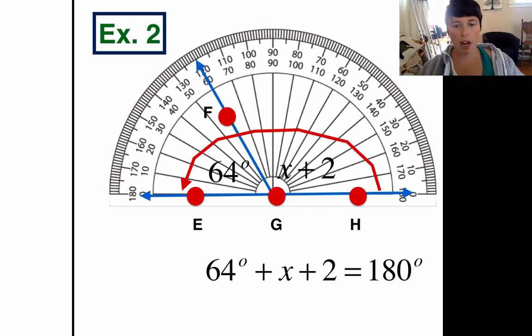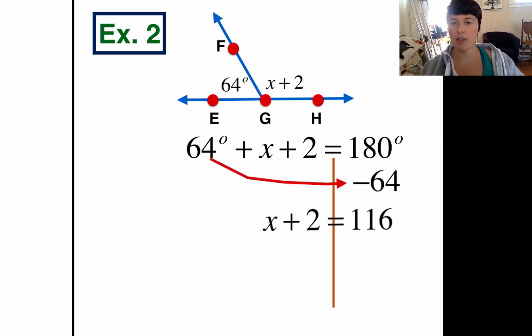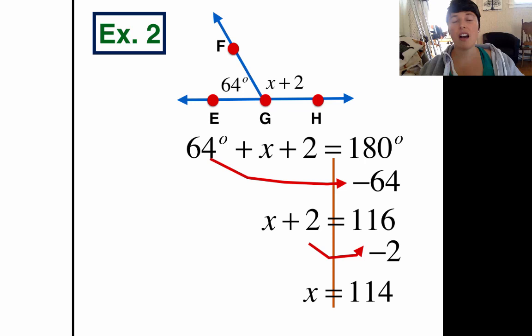I can solve this problem. 64 plus x plus 2 equals 180. No problem. Put a line down the middle, use my algebra skills, and I'll solve this. I'll take the 64 away to the other side. I'll do 180, take away 64. I'll get 116. I'll take the 2 away from the other side, and I'll get 114. So we got our value. X is equal to 114.